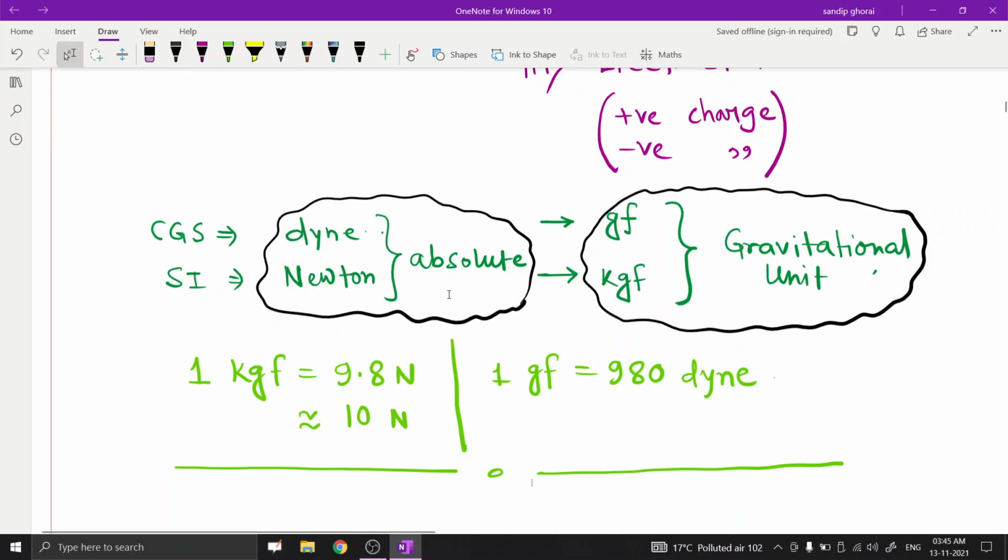Okay, so these are some important points about force. This is the end of today's class. In the next class we will discuss a new topic, frictional force. Okay, that is in your syllabus. So this is the end of today's class.